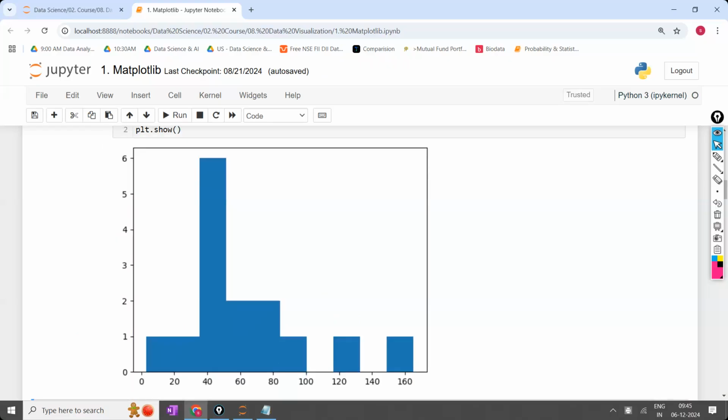Now, it is nothing but the interval. Interval.